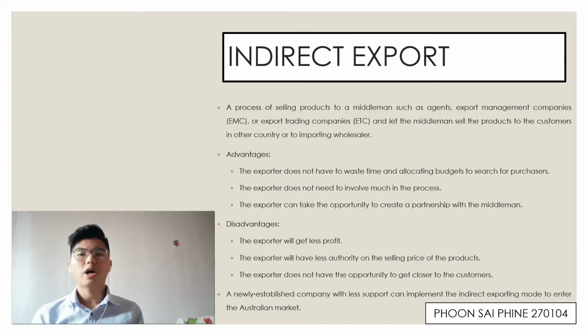There are several export entry options that an exporter can use to enter the Australian market. The first option is indirect export. Indirect exporting is a process of selling products to a middleman such as agents, export management companies, or export trading companies, and letting the middleman sell the products to customers in other countries or to importing wholesalers.